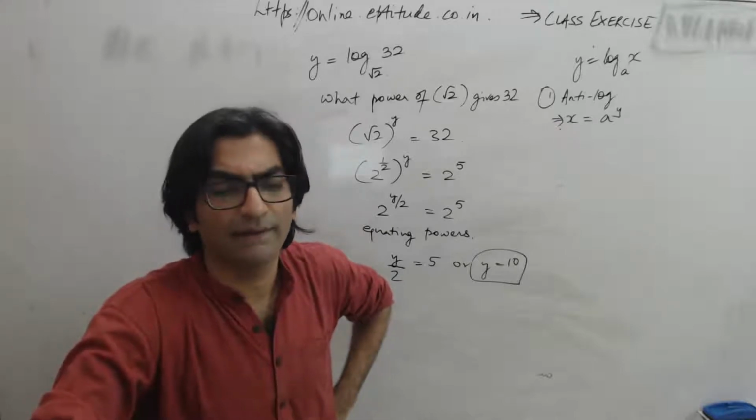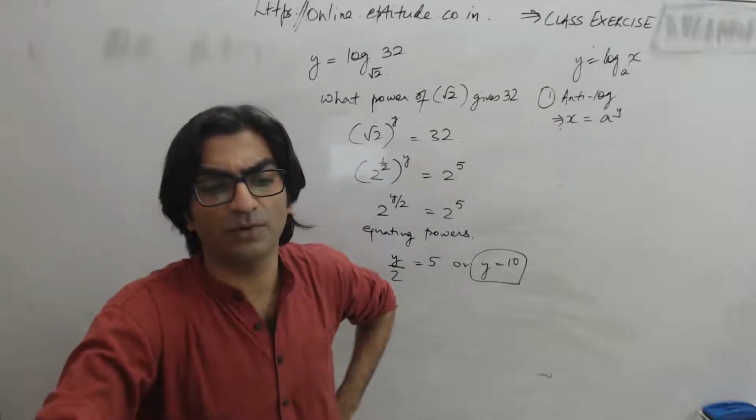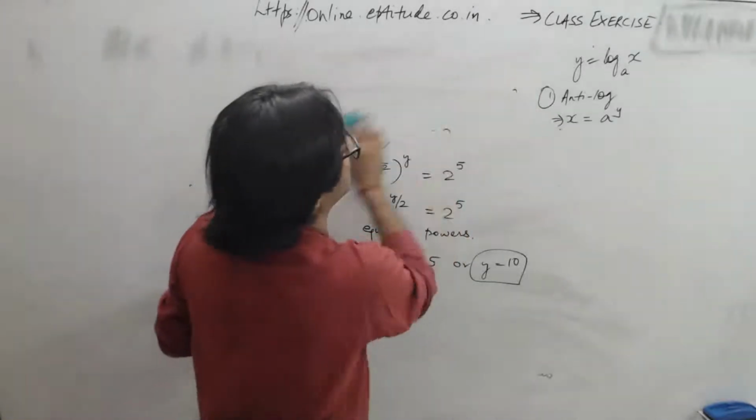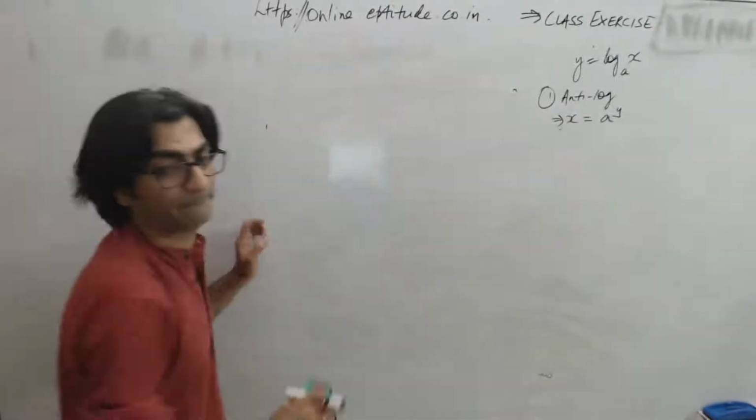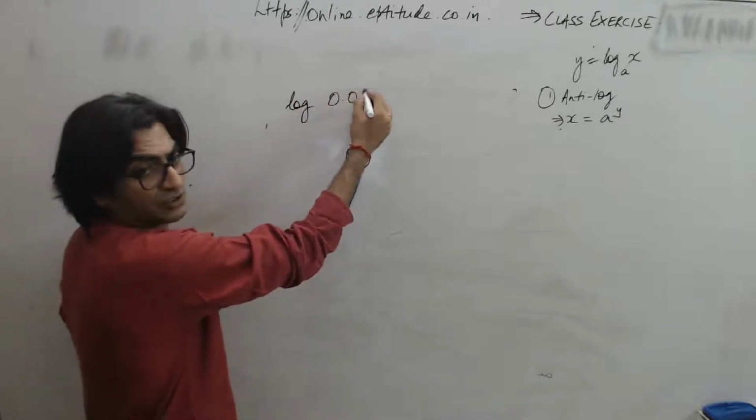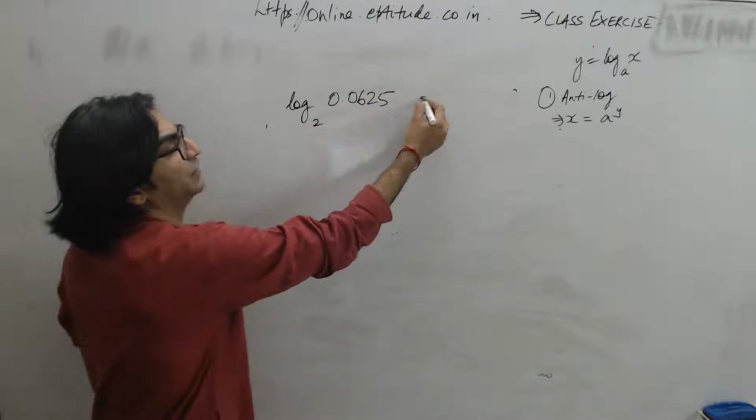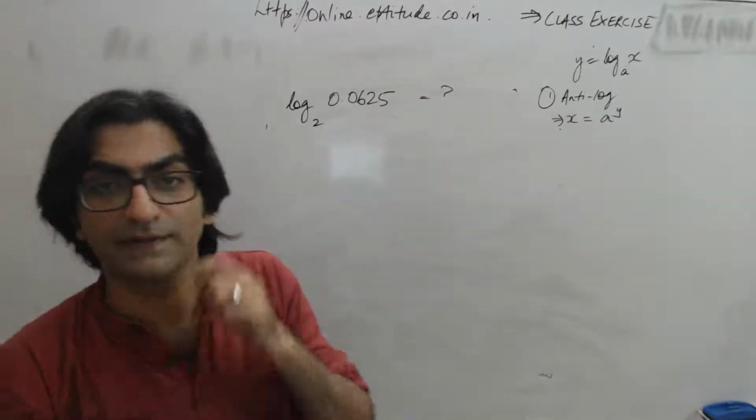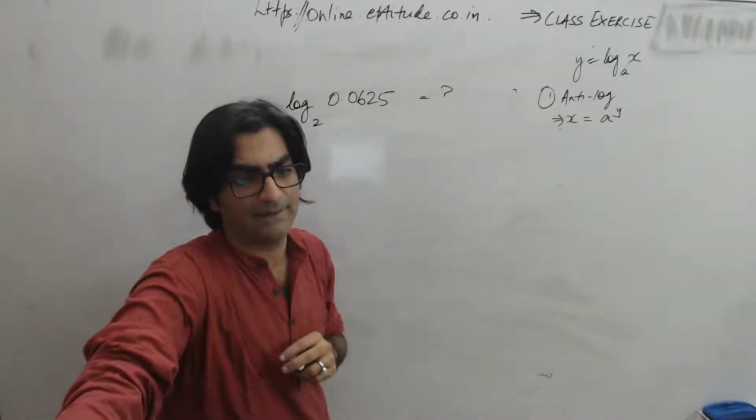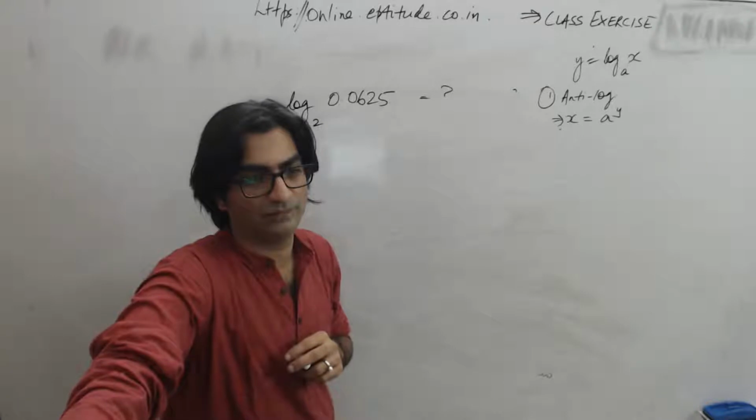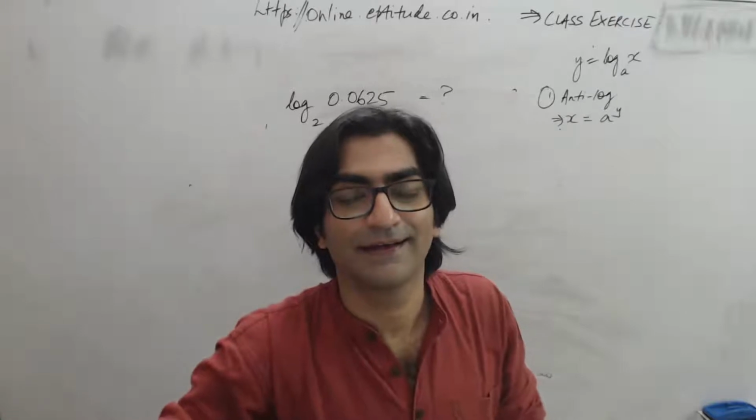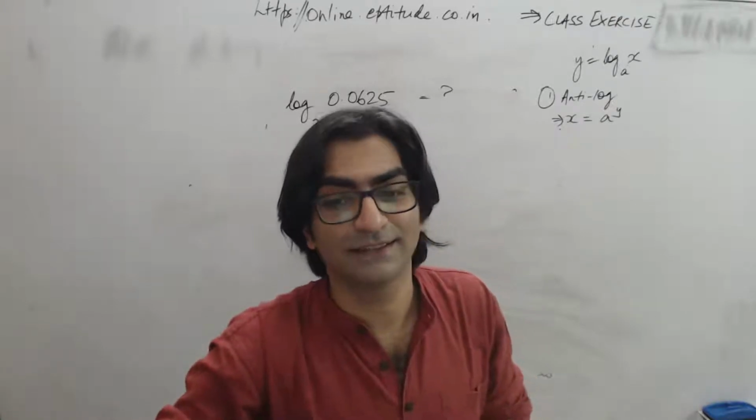About question number 3, guys, the logarithm of 0.0625 in the base of 2 is equal to how much? Two answers so far, -4 and 0.25. You want to be checking your answers, guys.